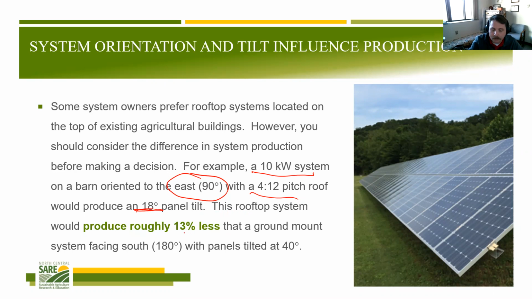This same system is going to produce 13% less than if we put that system as a ground mount facing due south at more of an optimum tilt for the location. 40 degrees would be optimum for about the 40-degree north latitude region. As you go farther north, that number goes up. As you go south, it goes down, but for optimum. So 13% less. Does that mean don't put it on an east-facing roof? Not necessarily. Just recognize that you're going to get loss.